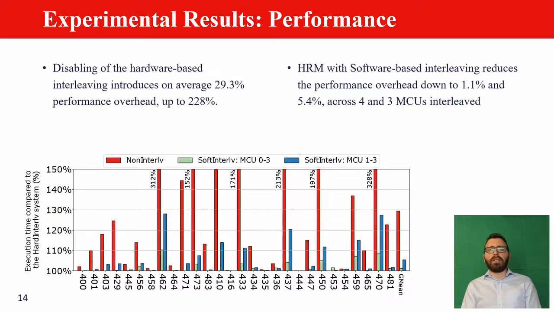Moving on to the experimental results, we start with the native execution of the SPEC CPU 2006 benchmark. In this graph, you can see the performance overhead introduced by the Heterogeneous-Reliability memory framework with disabled hardware-based interleaving and HaRMony with two configurations. Disabling of the hardware-based interleaving incurs a considerable performance overhead, around 30% on average, which can reach up to 228% for the LBM benchmark. HaRMony can mitigate the biggest part of the overhead, reducing it down to 1.1% and 5.4% on average for HaRMony interleaving across 4 memory controllers and 3 memory controllers respectively.